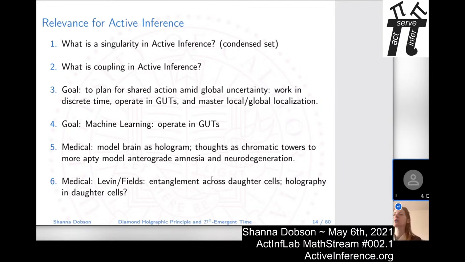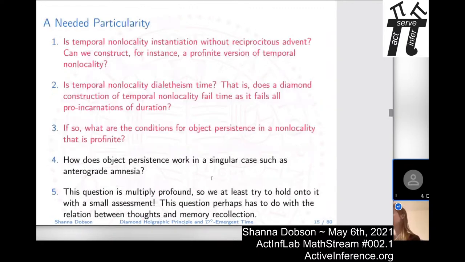You're no longer able to recall because maybe all the maps are gone, right? So maybe you could more aptly model things like anterograde amnesia and neurodegeneration. Medical Levin and Fields have this awesome new work about entanglement across daughter cells. What is holography in daughter cells? At least we can measure entanglement in something besides photons, you know?